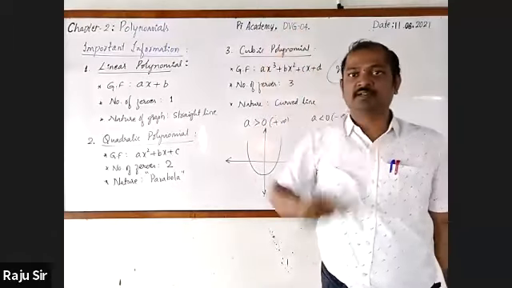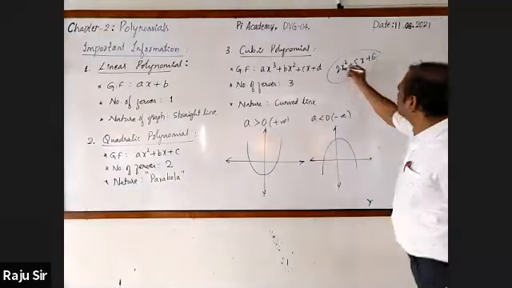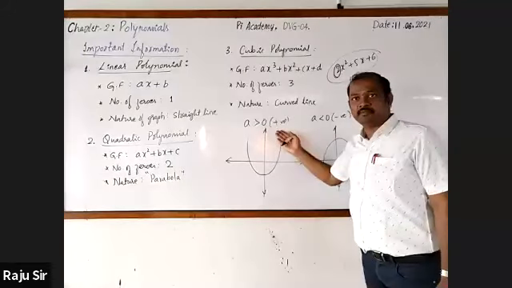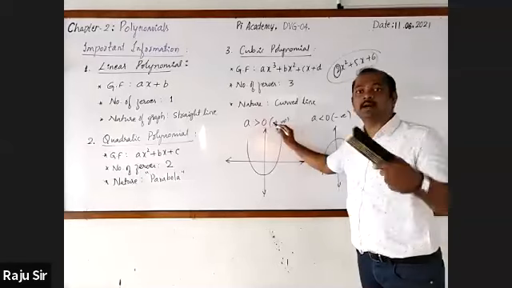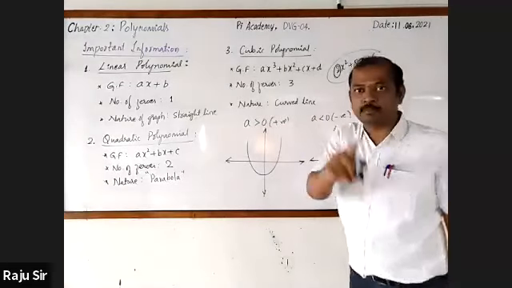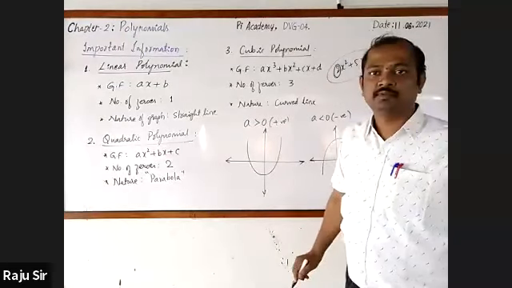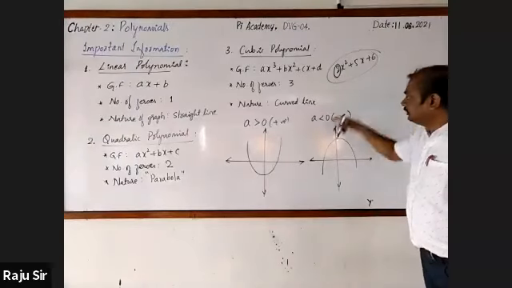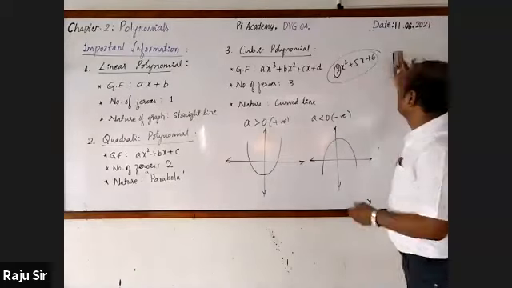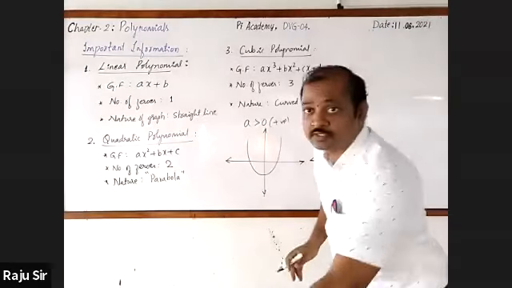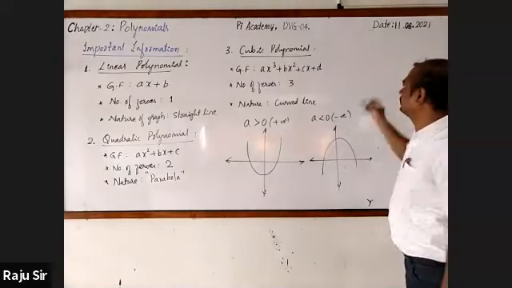Upright or inverted? Upright, sir. Sir, how will you get to know whether it is upright or inverted? That is what I have been telling. If the value of a is positive, then it is an upright parabola. To check that, you have to draw the graph. Inverted means a will be negative. This is one thing. Next, one more piece of information.